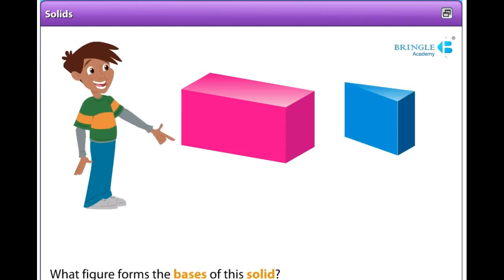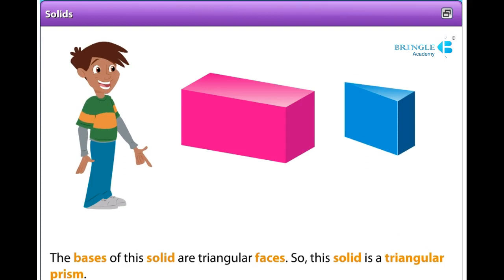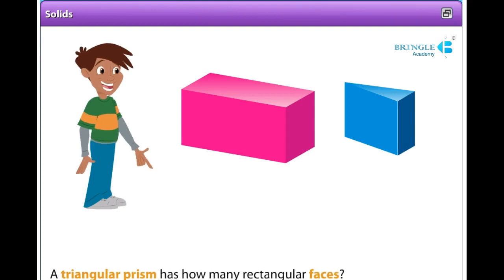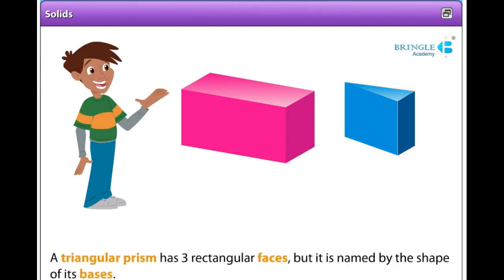What figure forms the bases of this solid? The bases of this solid are triangular faces, so this solid is a triangular prism. A triangular prism has how many rectangular faces? A triangular prism has 3 rectangular faces, but it is named by the shape of its bases.